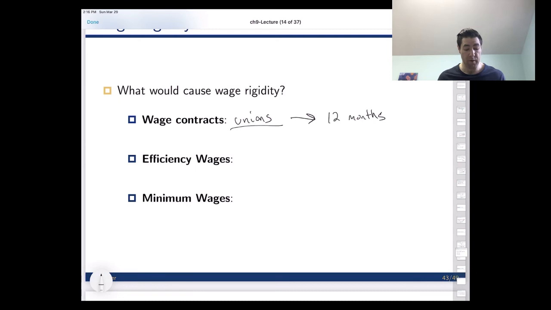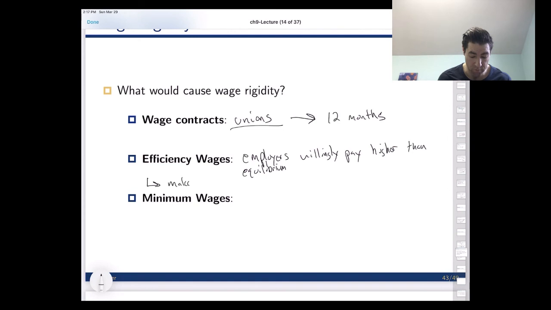A second type of reason that wages can be higher than equilibrium is what we call efficiency wages. So what are efficiency wages? Efficiency wages occur as a result of employers willingly paying higher than the market wage. Right? Now, why in the world would an employer pay higher than the equilibrium wage? Well, there's lots of reasons. It can make workers more productive.